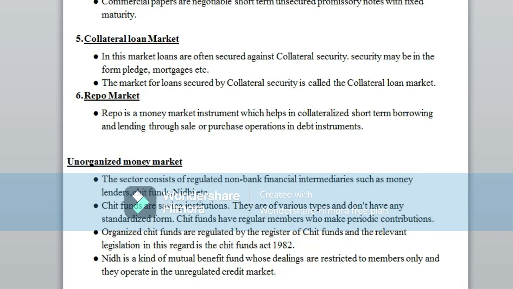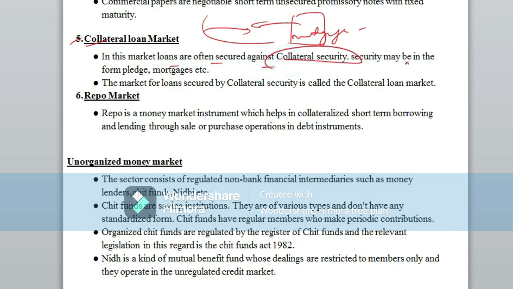So there is again a collateral loan market, in which you give a loan and in return you mortgage something. That is called the collateral loan market. In this market, loans are often secured against collateral securities, and the security may be in the form of pledge, mortgage, and other forms of money value.